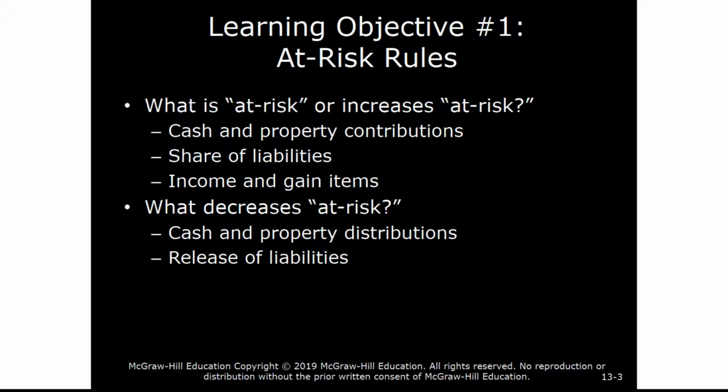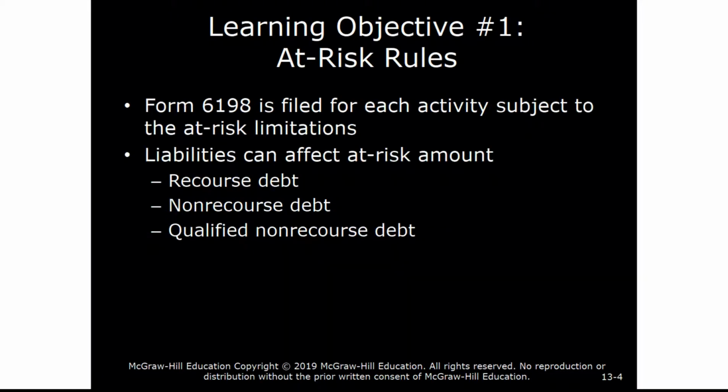Cash and property distributions, or liquidation of interest, and then a release of liabilities decrease it, so you have less at risk in the passive activity if you cash out partially at least, or if you are released of liabilities. We use Form 6198 then to determine the amount of at-risk for each of these activities.